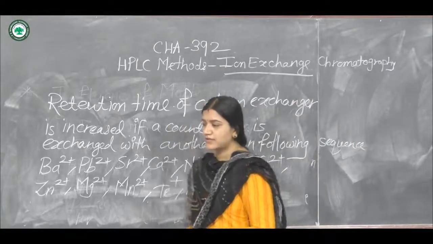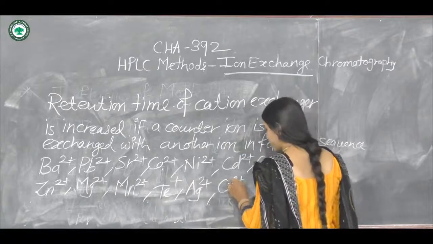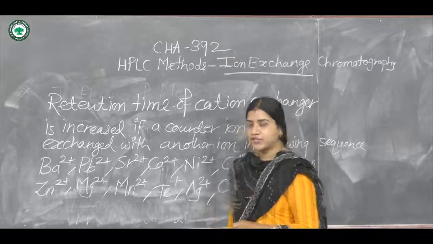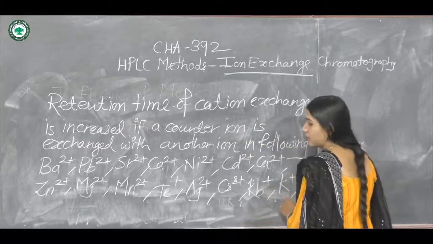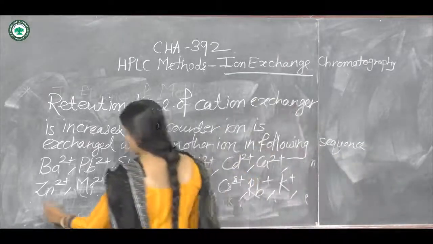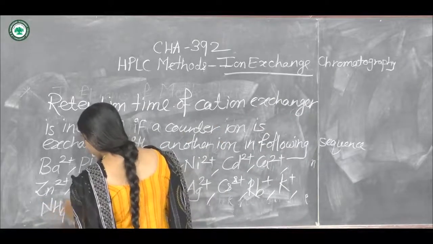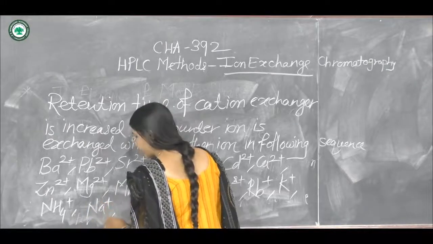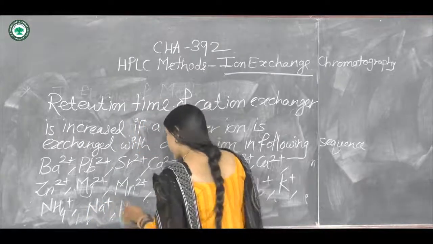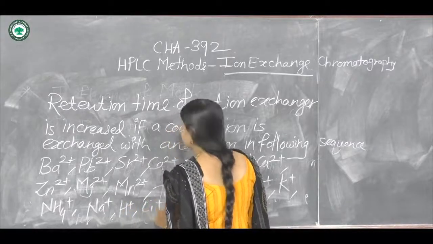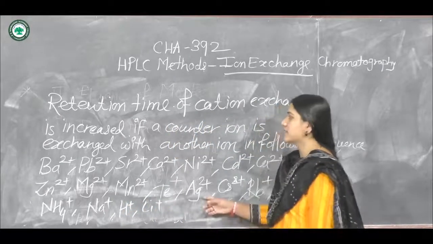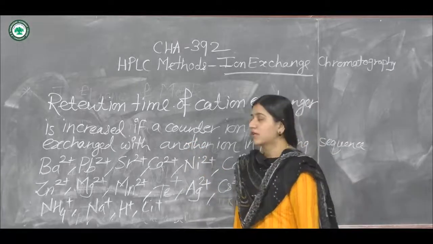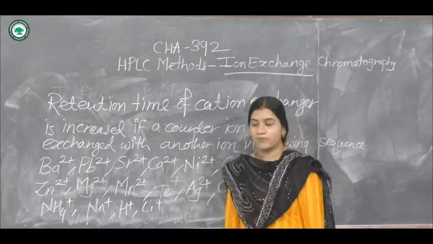Then the next thing is cesium, after that rubidium, after rubidium potassium, after potassium the next one is NH4+, then after this is Na+, and after Na+, H+ and Li+. So what is this? It is nothing but the sequence of the ions by which you can increase the retention time in case of the cation exchange chromatography.